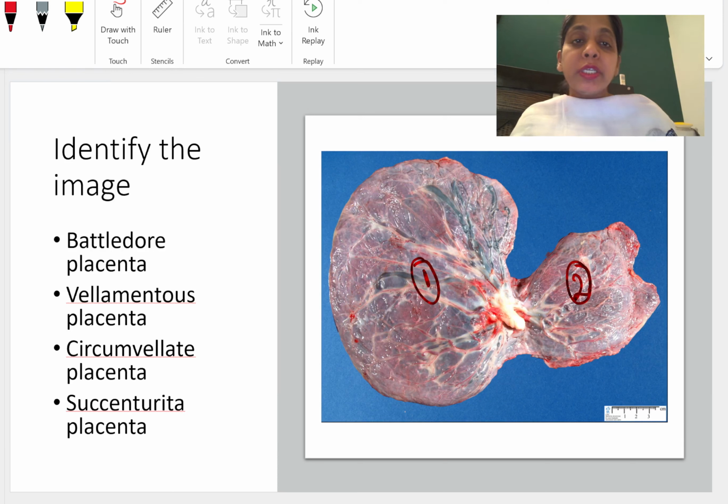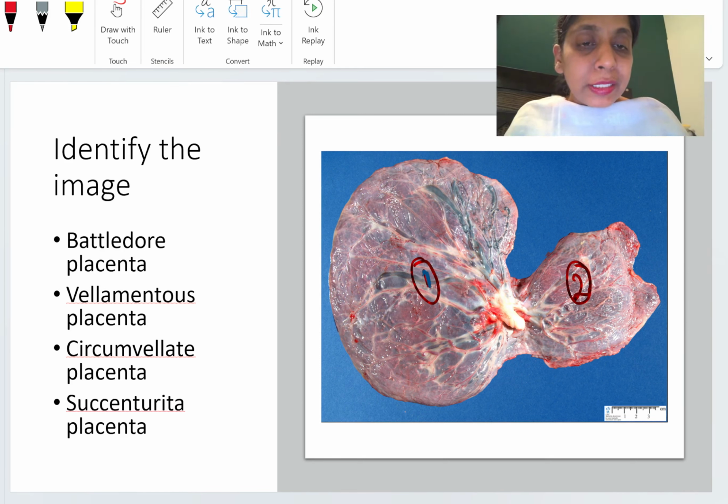So this was a question: identify this image. Okay, this was an image given. This is an abnormal placentation. So as you can see, here there are two lobes of placenta. Okay, two placentas. This is a small lobe, and this is the main placenta, and this small part is attached somewhat differently.